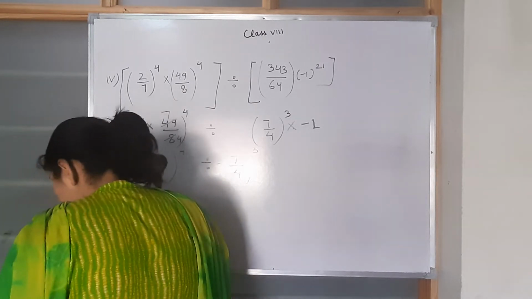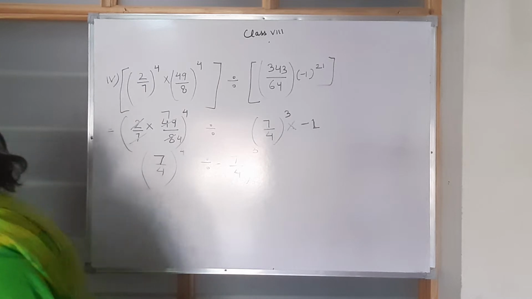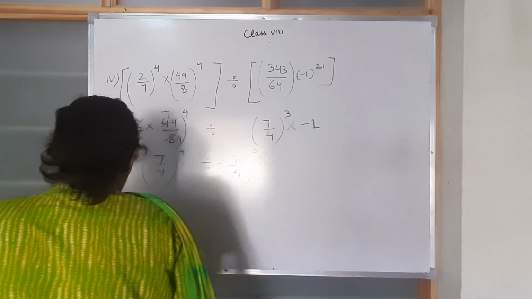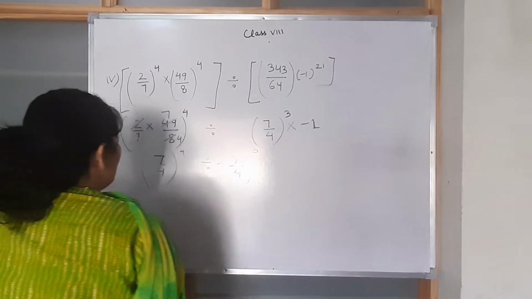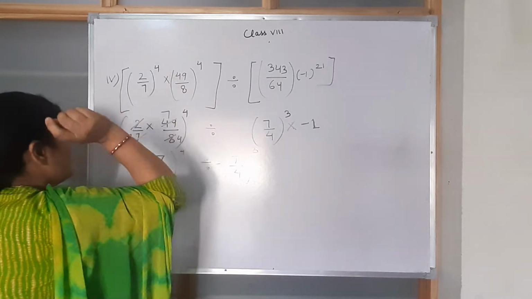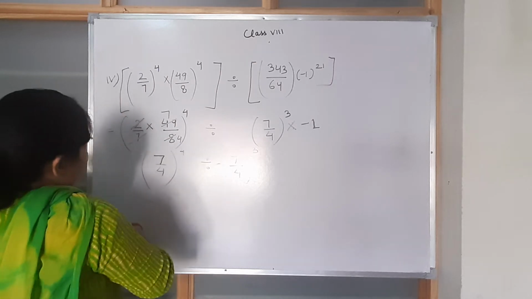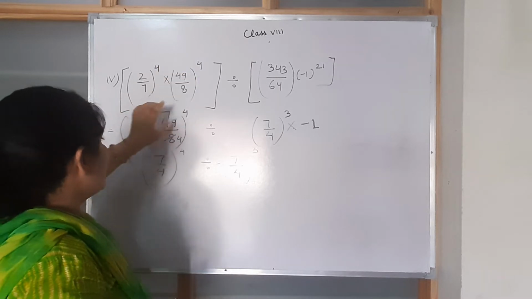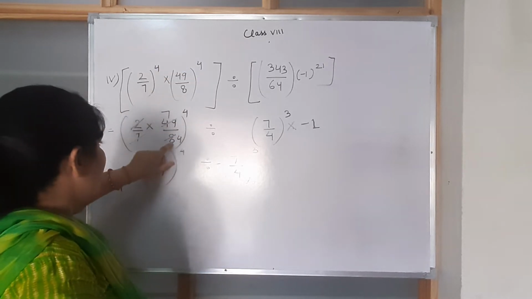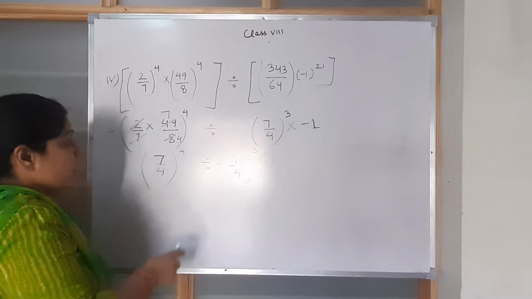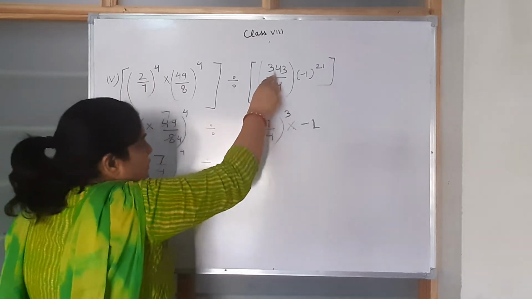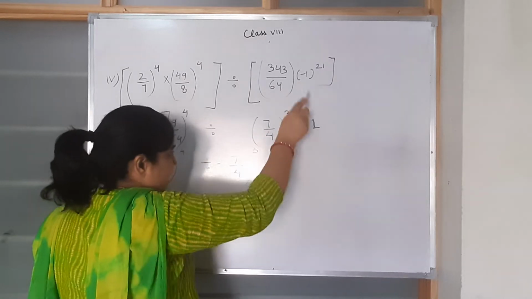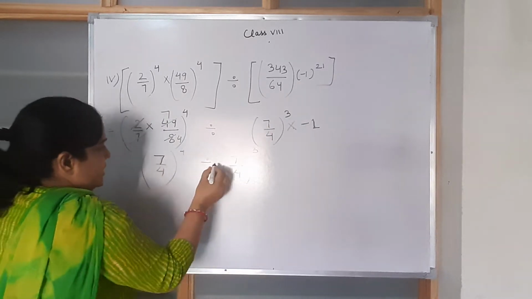Again, I'm explaining class. Here in this question we have 2 upon 7 whole raised to the power 4 and 49 upon 8 raised to the power 4. Bases are different but powers are same. So 2 upon 7 multiplied with 49 upon 8 whole raised to the power 4. Then we have the divide sign. 343 upon 64 can be written as 7 upon 4 whole raised to the power 3, and this is minus 1. Fine. So I am just putting the minus sign here.